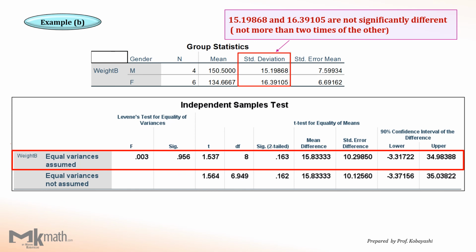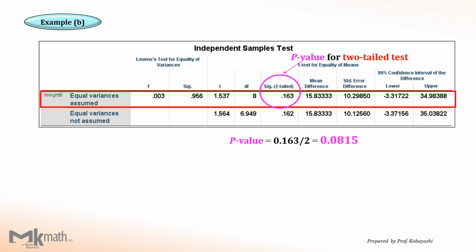So same as before, here is the p-value, Sig. two-tailed indicates the p-value. But please note that SPSS always gives you the p-value for a two-tailed test. However, we are doing a one-tailed test. Therefore, we need to divide this table value by 2 to get 0.0815. We found the p-value at 0.0815 for this test.